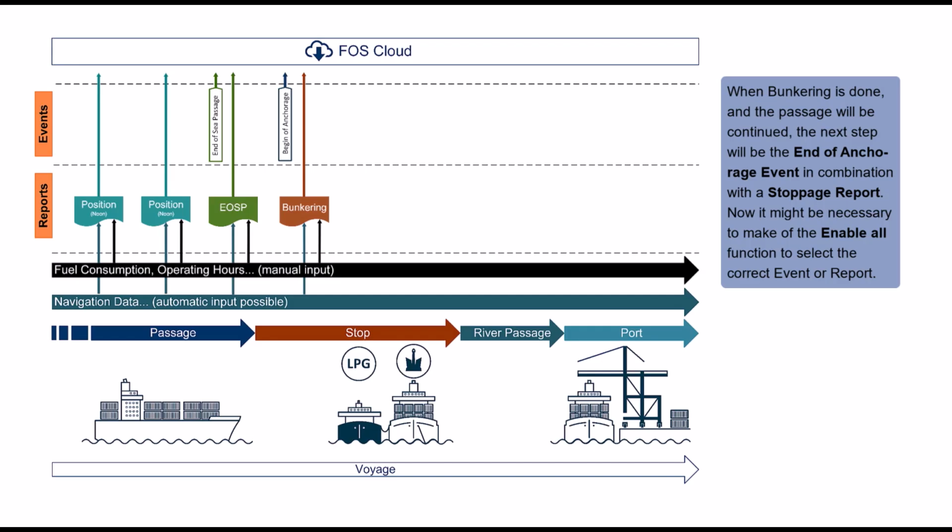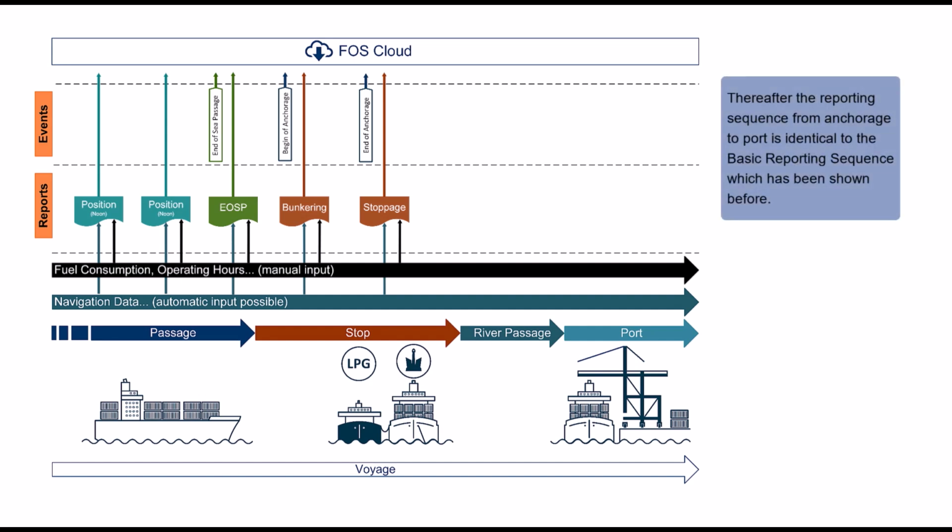When bunkering is done and the passage will be continued, the next step will be the end of anchorage event in combination with a stoppage report. Now it might be necessary to make use of the Enable All function to select the correct event or report. Thereafter, the reporting sequence from anchorage to port is identical to the basic reporting sequence which has been shown before.